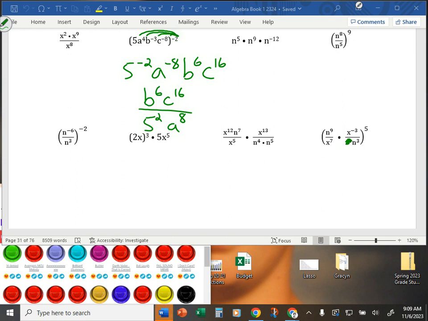I'm hearing murmurs. Yeah, right, James? You can combine the x with the x, and the n with the n. The x and the n with the n? No. N with the n. Yes. The x with the x.